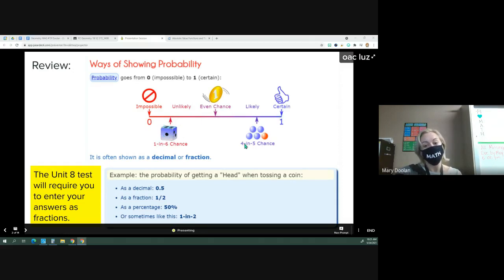Likely would be 4 in 5 or 4/5. So you can fall anywhere on this range of values from 0 to 1 when you're trying to find the value of probability. That's a good way to check your work. You shouldn't ever get a negative answer for probability or a value greater than 1. That would let you know you made a mistake.